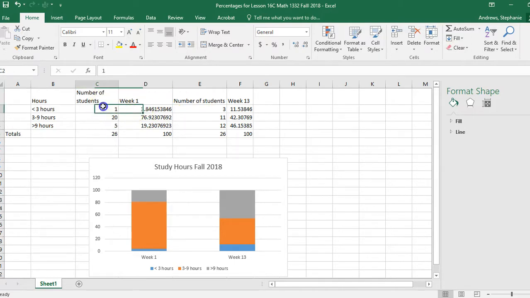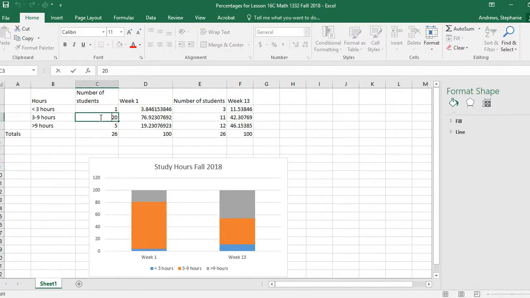I did the percentages. So 1 divided by 26, that's about 4%. Then about 77%, then about 19%. And I double checked and we came out to 100%. So then I did the same thing for week 13. We have 3 students who are less than 3 hours total combined outside the class, 11 students who are 3 to 9, and now we're at 12 students.